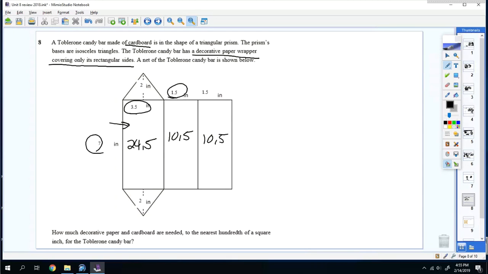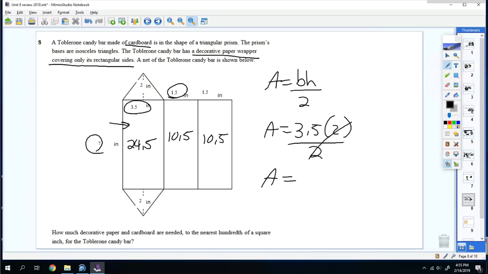Now I'm going to find the area of the triangles. So the area formula for a triangle is base times height. Man, my H is starting to look like B's. Base times height divided by 2. So the base of the triangle is 3.5 and the height is 2. And we have to divide by 2. So these 2's cancel out, meaning that it's just 3.5. So it means that this area is 3.5 and then this area is 3.5.